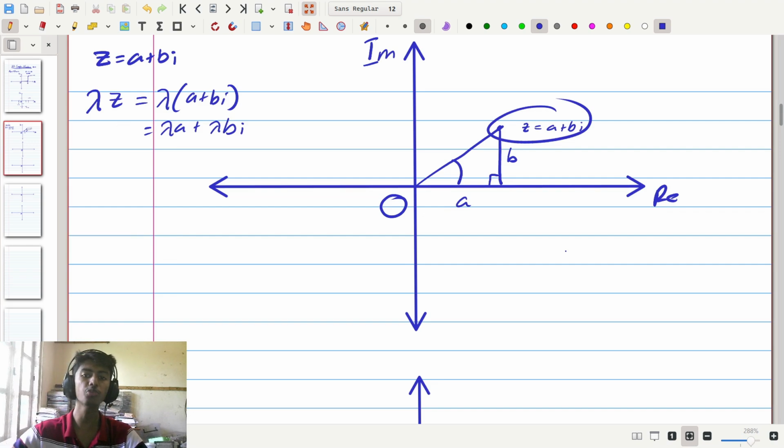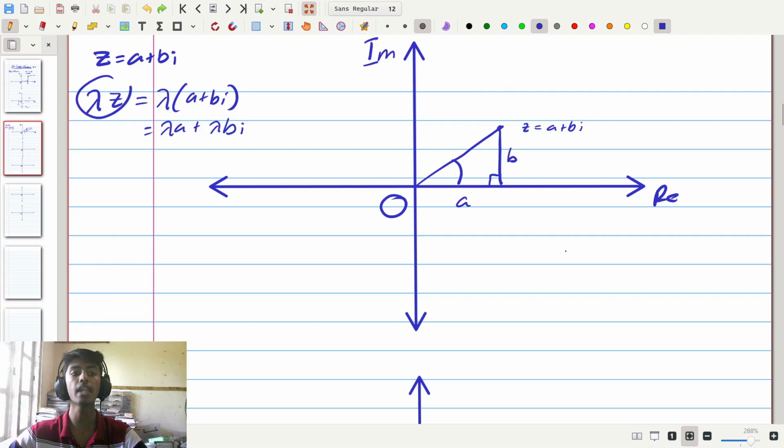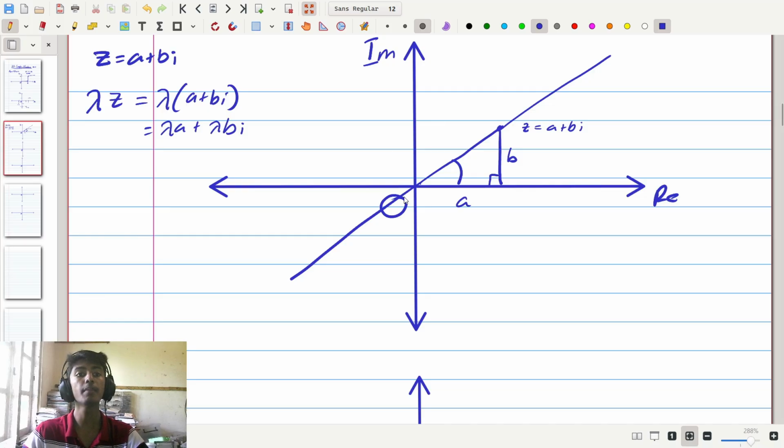So due to this, we can say that the point lambda z is also going to be along the line that goes from the origin to the point z. If we extend this line like this, and extend it in the reverse direction like this, then the point lambda z is going to be somewhere along this line. Where exactly it is along the line depends entirely on the value of lambda.